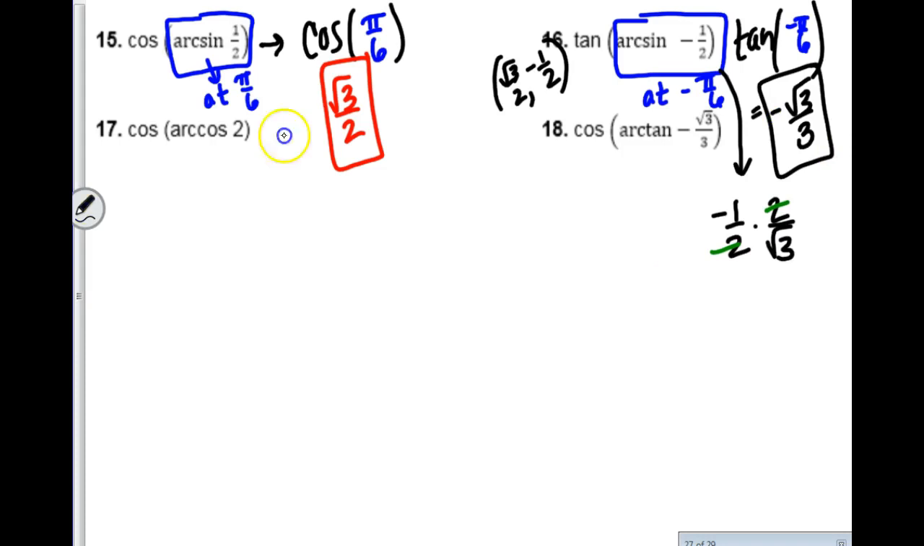On the inside, it says arc cosine 2. Seeing some confused faces. Why is that? Because cosine wiggles between -1 and 1. So when will the cosine value give you a 2? The answer is never. So you say not possible.